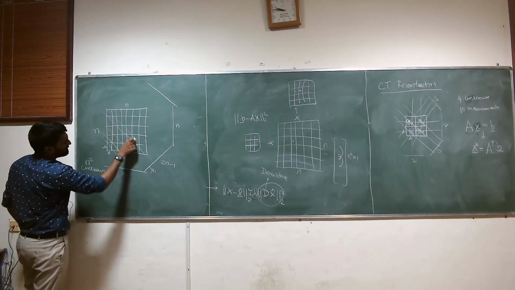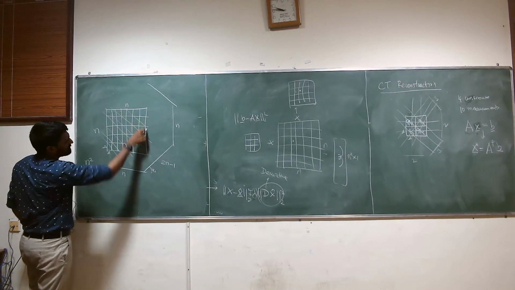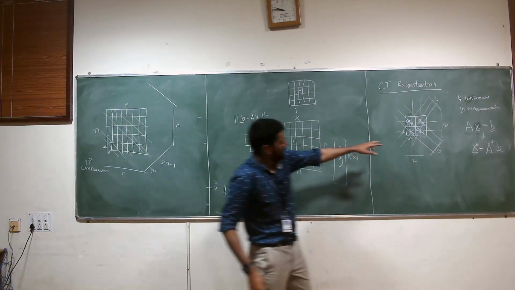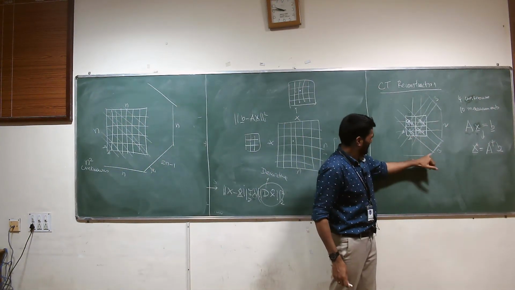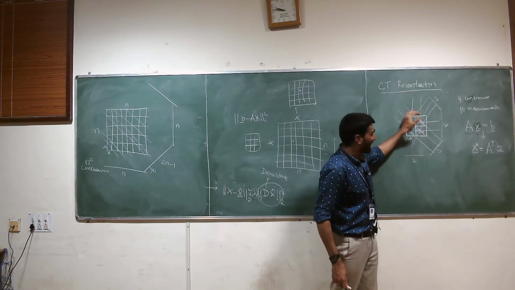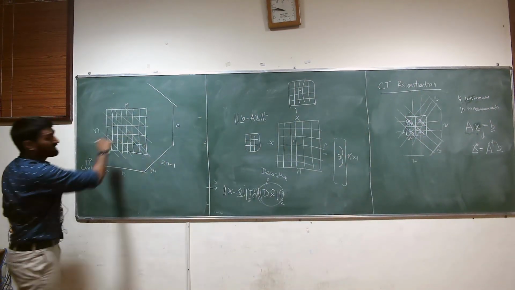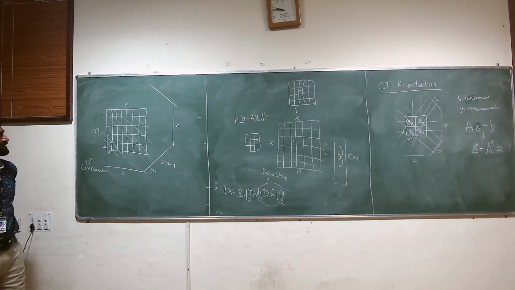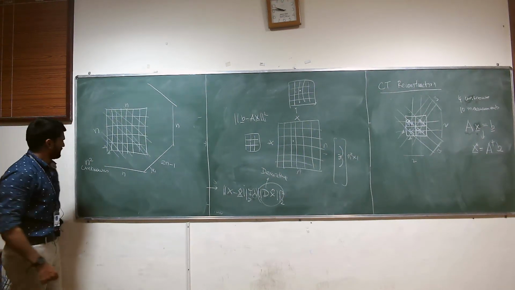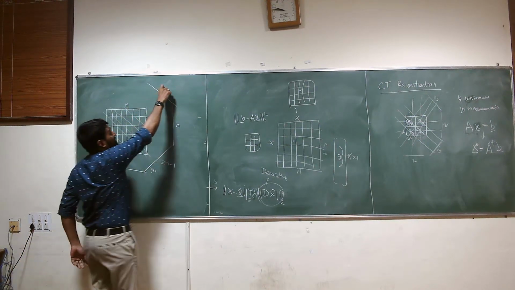Well, I'm not drawing it properly, but exactly like this. The beams essentially pass through the main diagonals and the orthogonal diagonals of each of these pixels. Okay, and similarly from this side. Okay, how many measurements do we have now?